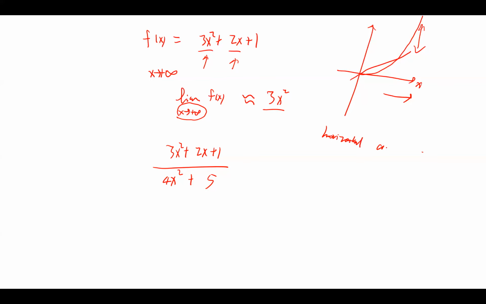Horizontal asymptote. So now what this means is: what happens to the value of y, or f of x, when x goes to infinity? If that approaches a value, then that is the value which I call the horizontal asymptote. So how do you solve that?